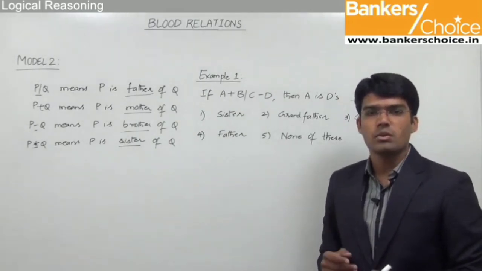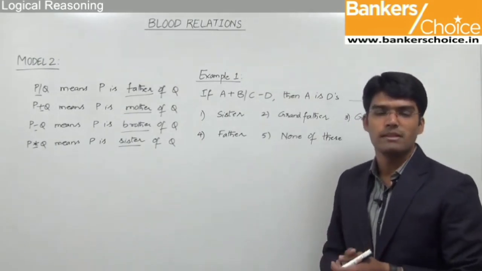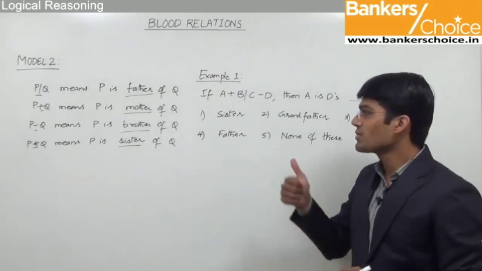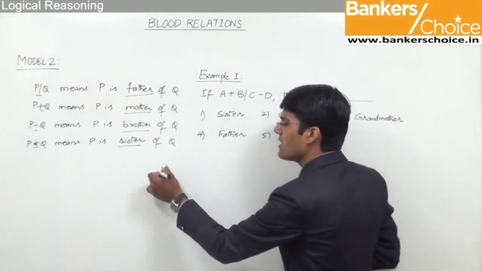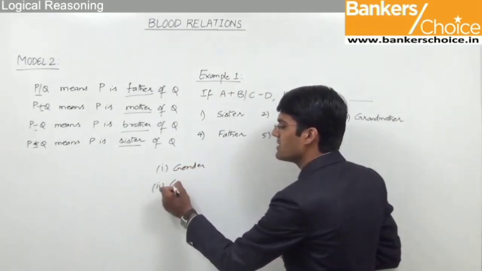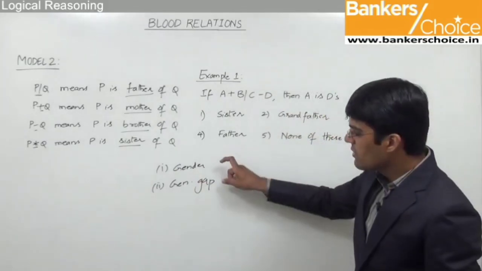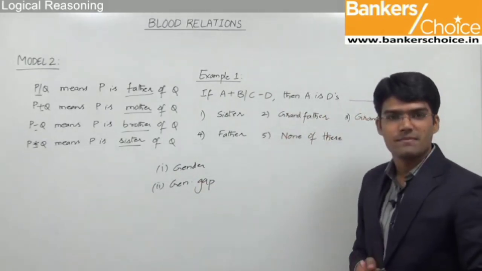If you remember, I have told you to take care of the gender and the generation gap between the two persons. So let us try to use these 2 points in solving such questions. The first point is we need to concentrate on the gender of the given person, and the second point is the generation gap between the two persons. So let us try to work on these 2 points and try to eliminate the wrong answers.